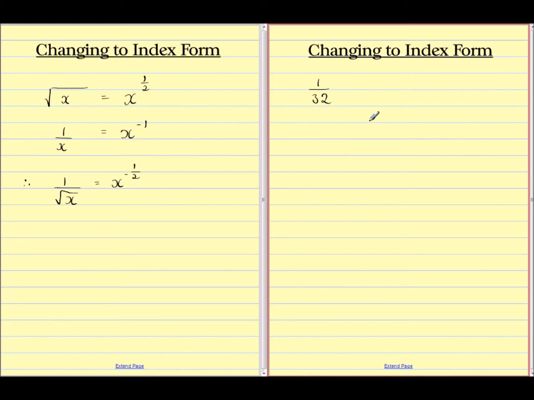If we look at something slightly more complicated, 1 over 32, let's change the 32 to be 2 to the power of 5, so we get 1 over 2 to the power of 5. Then we get rid of the fraction and we make it negative, so it's 2 to the minus 5. Again, we've got 1 over root 2. We can't actually root 2, so we're going to change it to 1 over 2 to the power of a half. And then we get rid of that fraction and make it negative, so it's 2 to the minus half.